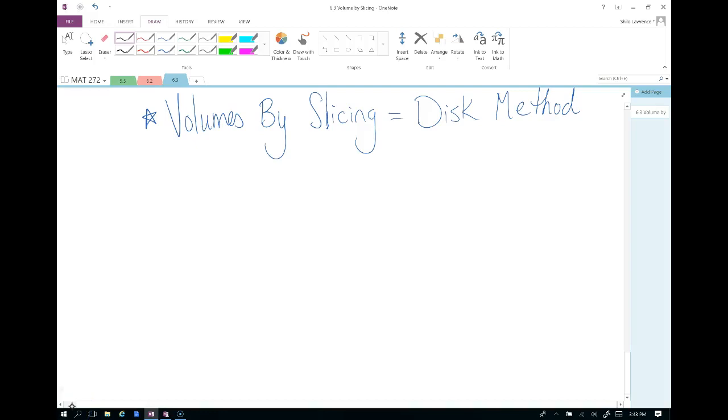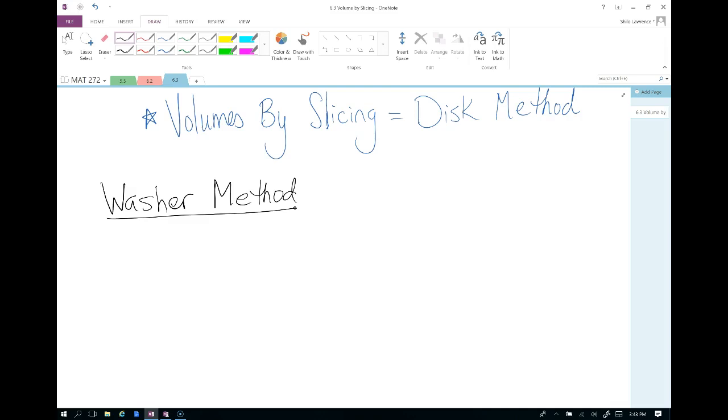One of the variations that we might see on the disk method is called the washer method. And it's named the washer method because if you look at the slices that we were talking about earlier, and you pull those slices out, they're not completely solid. They have a hole in the middle, kind of like a washer.